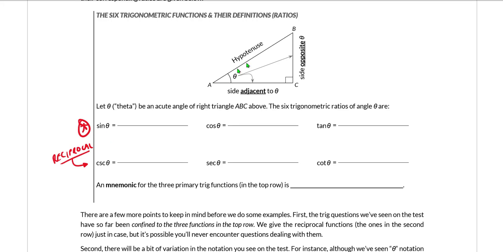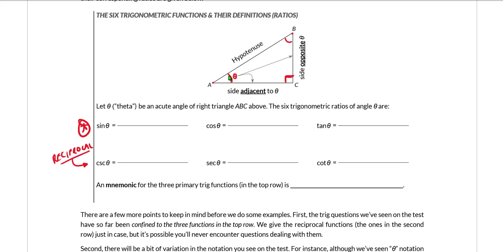We have a triangle, a right triangle. There's a right angle down here at angle C. We have angle A, which has a measure of theta. Theta is just a Greek letter that usually represents an angle measure. It's just like an x or any other variable. So angle A has a measure of theta. We have our other acute angle up here, angle B.